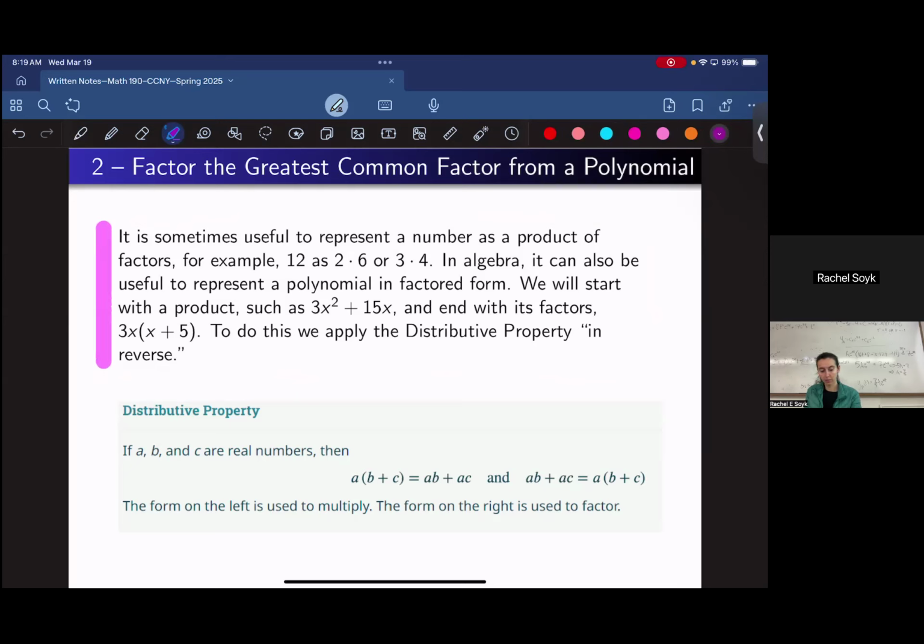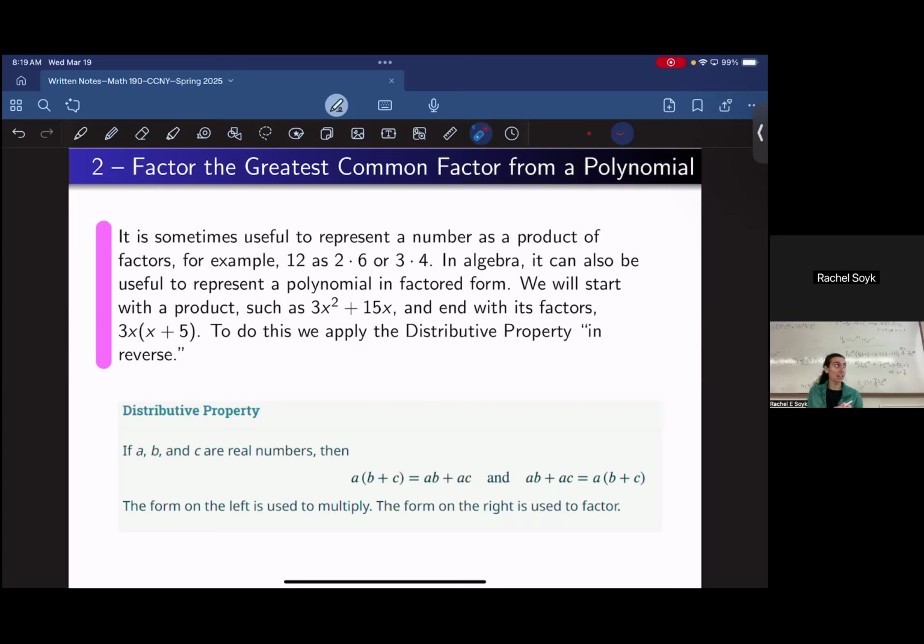Something useful to represent a number as a product of factors. For example, 12 as 2 times 6 or 3 times 4. In algebra, it can also be useful to represent a polynomial in factor form. We will start with a product such as 3x squared plus 15x and end with its factors: 3x times (x plus 5). To do this, we apply the distributive property in reverse.